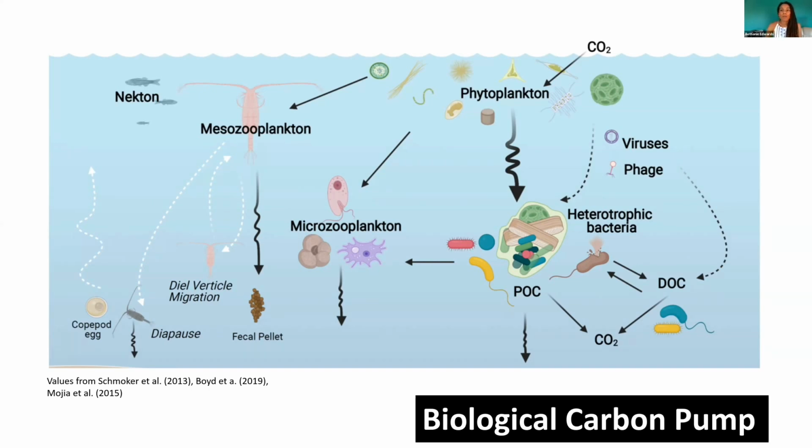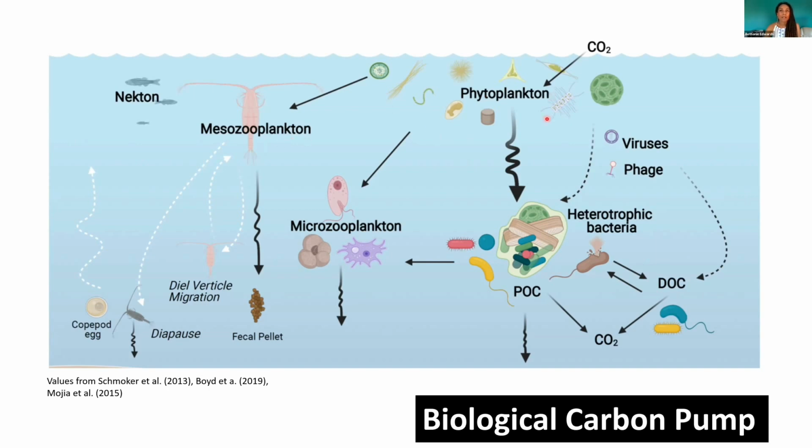I will quickly walk you through the biological carbon pump. So we have phytoplankton, which are vastly diverse, photosynthesizing in the surface ocean, taking up CO2 and turning that into biomass. That biomass can be transferred up the trophic food web when phytoplankton are consumed by microzooplankton, like dinoflagellates and ciliates, or by mesozooplankton, like copepods.